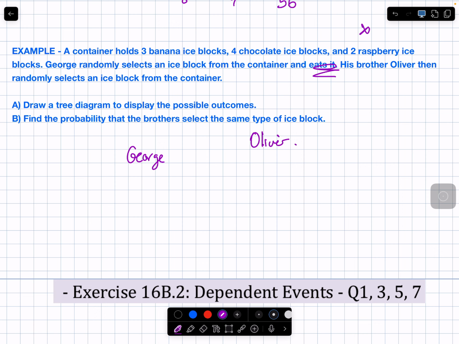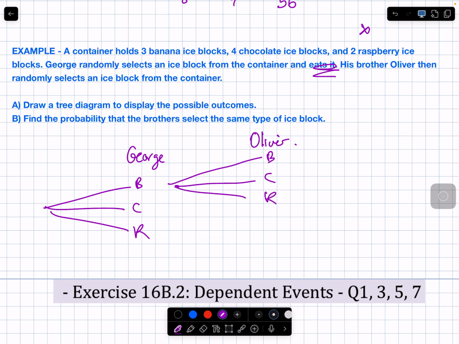How many colours does he have to choose from? George? 3. Banana, chocolate, raspberry. Then after George has done that, banana, chocolate, raspberry, banana, chocolate, raspberry. However, this is not going to be as simple as what we did on Friday because all those probabilities change depending on what branch you go down. Let's look at George. I'm missing one.